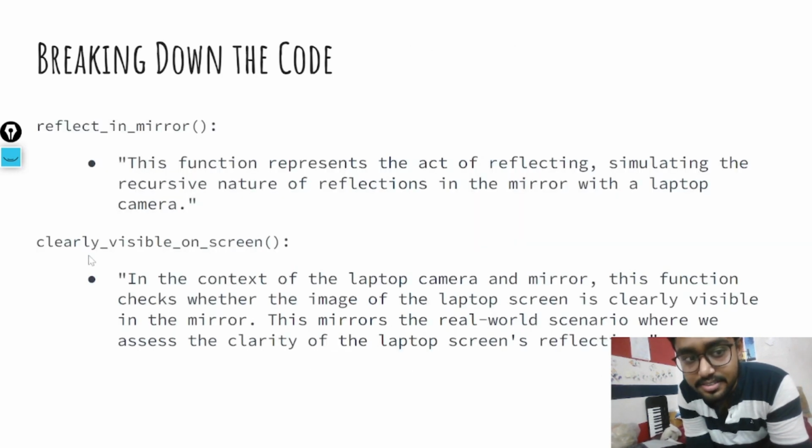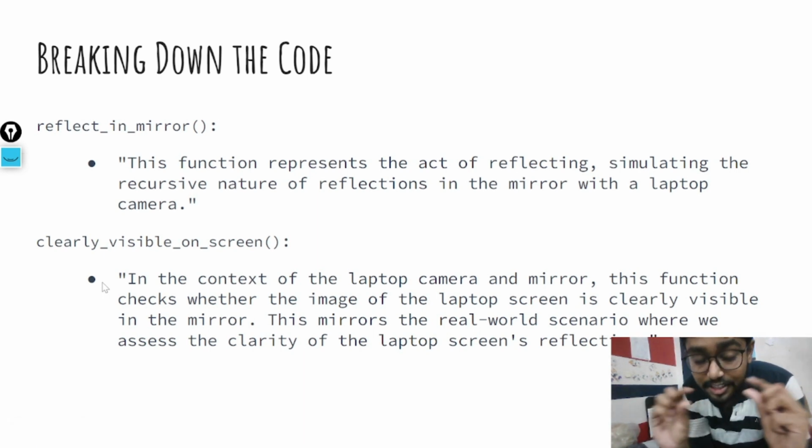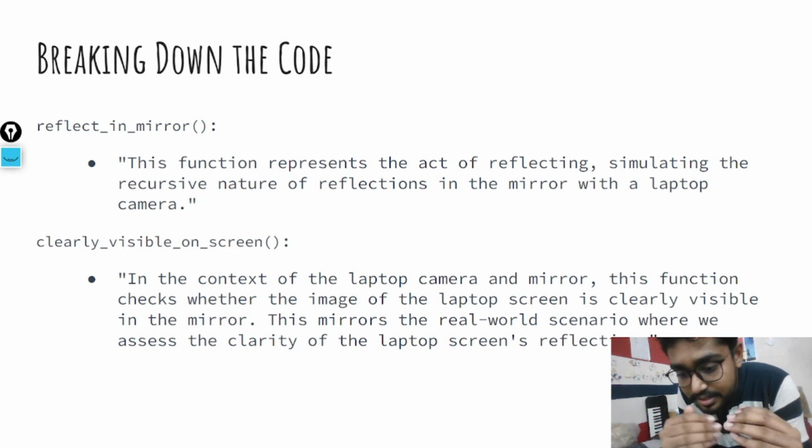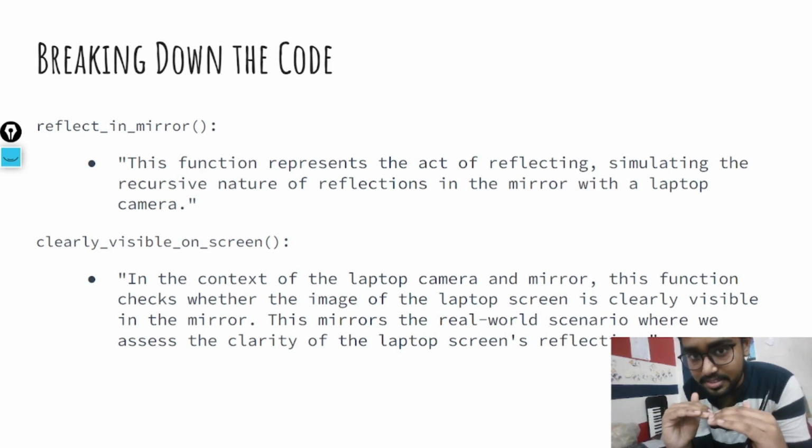Okay, you got it? Let's understand this code again. Reflect in mirror. This function represents the act of reflecting, simulating the recursive nature of reflections in the mirror with a laptop camera, just like we saw. Now we said that we will introduce a base case which is clearly visible on the screen. Now this is called abstraction. You just said there is a function which means clearly visible on screen. Now you did not say what are the variables in that, what is the exact functionality, but you know that the reader knows what this means, right? This is abstraction. You just said that this exists.